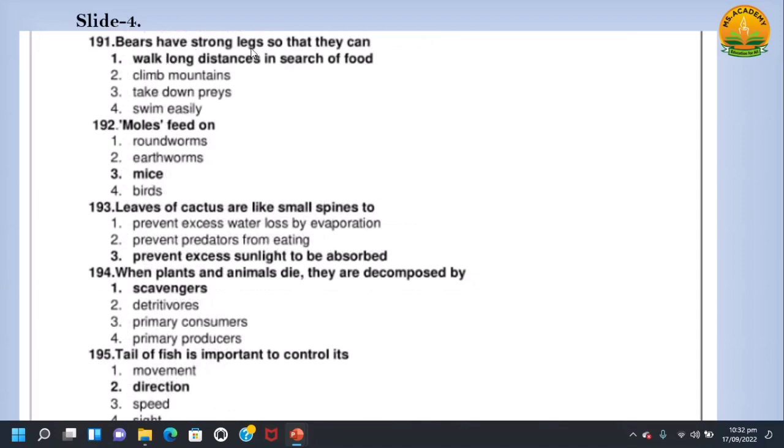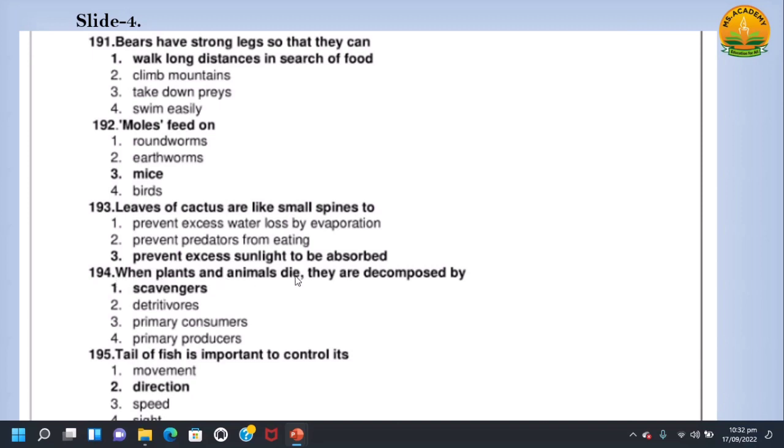Bears have strong legs so that they can, right option is 1, walk long distances in search of food. Moles feed on, right option is 3, mice. Leaves of cactus are like small spines to, right option is 3, prevent excess sunlight to be absorbed.